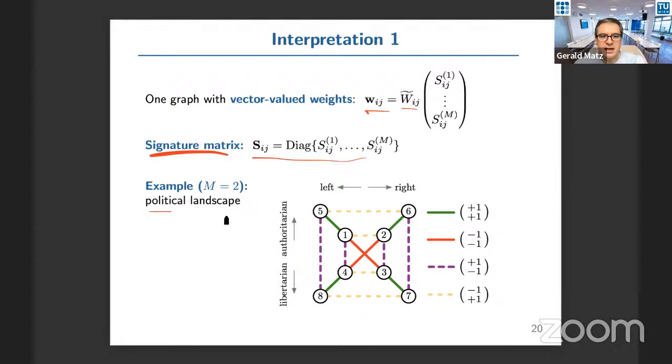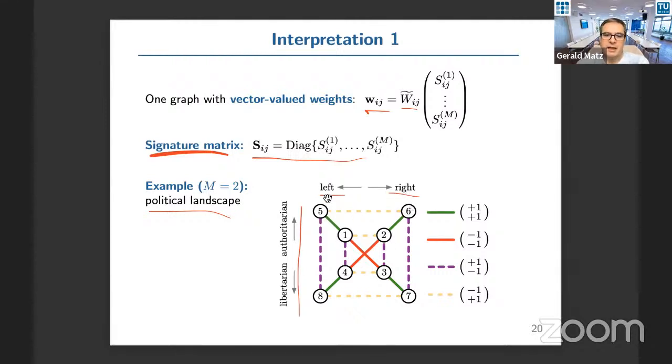So I picked a simple example here to illustrate what's going on. This is a setup where there's 2 dimensions. It's motivated by looking at a political landscape where the players can be either left or right leaning in the first dimension. And in the second dimension, they're either libertarian or authoritarian. Okay. And you see there's 8 players in here.